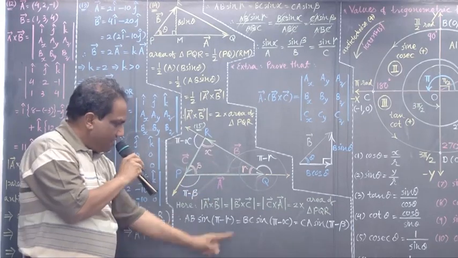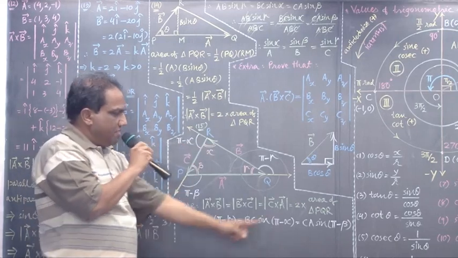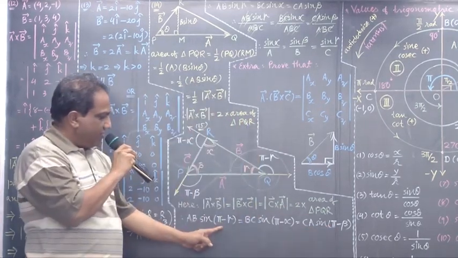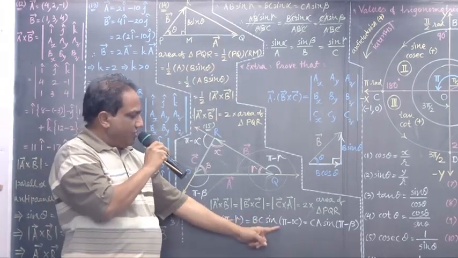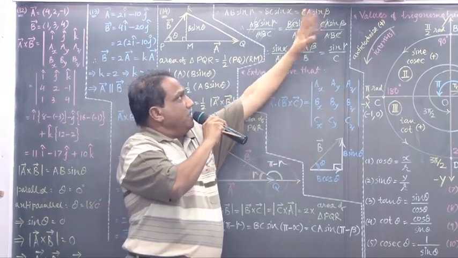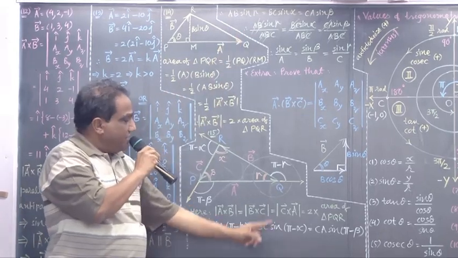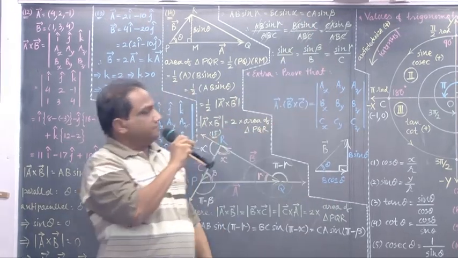How I am showing you. Here sine of pi minus alpha comes out to be sine alpha. Here sine of pi minus beta comes out to be sine beta. So what is this value, everybody? Sine gamma. Come on, this value is sine alpha and this value is sine beta. A into B as it is, B into C as it is, C into A also as it is.